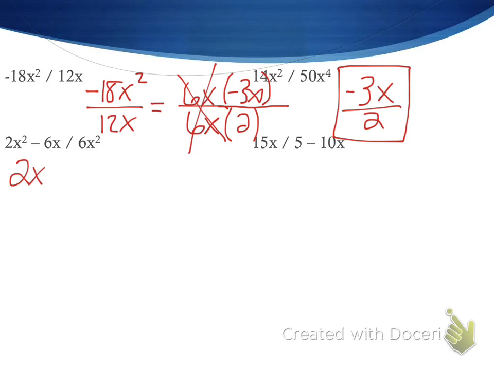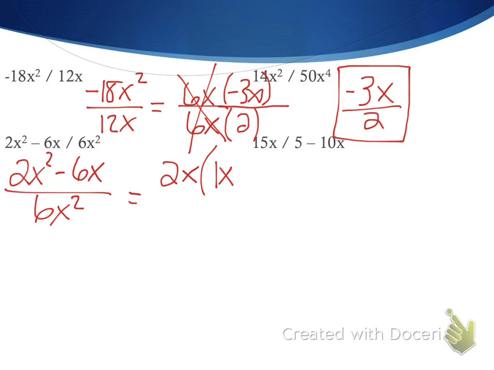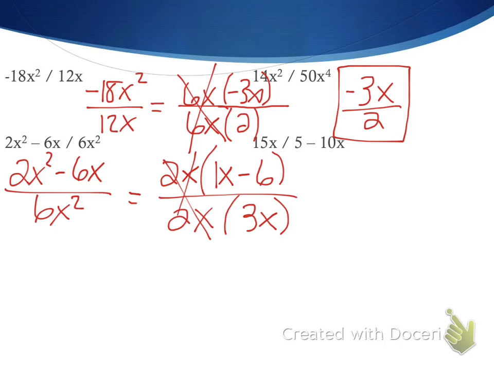Here I have 2x squared minus 6x, all divided by 6x squared. So here I'm going to factor the top. I look at the top. My greatest common factor is 2x. So I get x minus 3 left. And then divided by the bottom. Again, I factored out a 2x on the top, so I want to factor a 2x on the bottom so it cancels out. So then I would have a 3x left in the parentheses. The 2x's cancel out. So x minus 3 divided by 3x is my final answer.